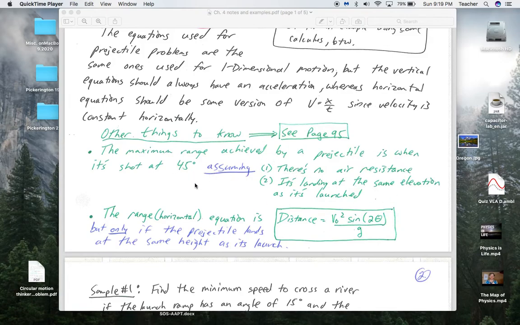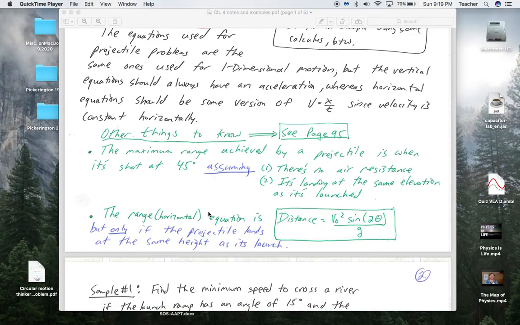So I think the key thing with projectiles is you need to know those parameters. In other words, how is it landing versus how is it being launched and so forth. If it's not being launched at the same height as it lands, then you've got to do a little bit more work.